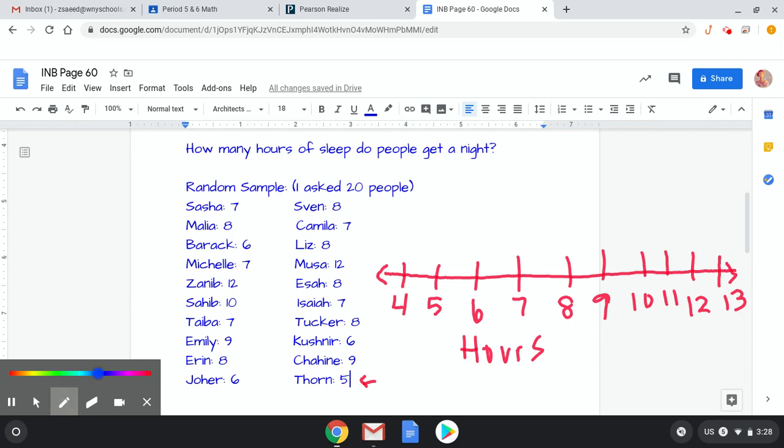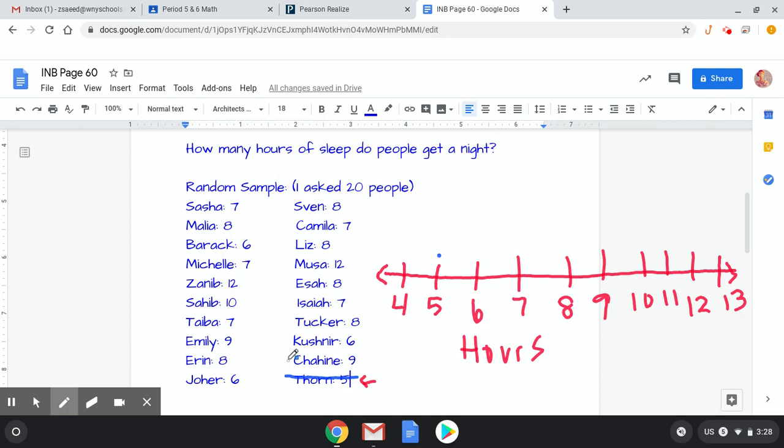So the lowest number we have is 5. We got 1 point for 5. You're going to put a dot right above 5. Pretend that's a cuter looking dot. I think I can make it better than that. Hold on, this is going to bother me. Blue, that's my dot. There, that's better. Now I'm going to go to the next number.